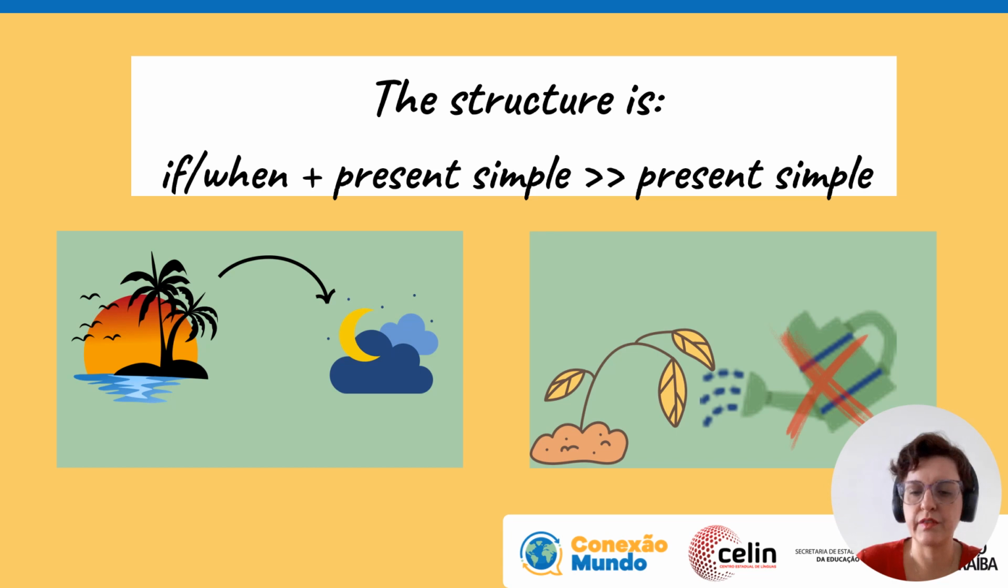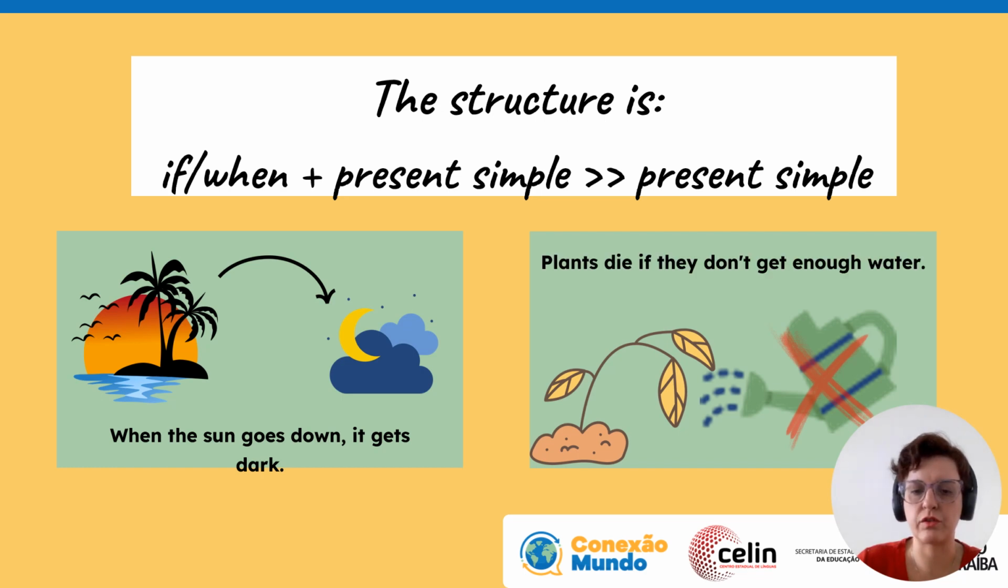Look at the pictures. Can you guess the sentences there in the zero conditional? Take a look. When the sun goes down, it gets dark. This is a fact, okay? I can also replace when with if. That is not a problem, okay? You can say if the sun goes down, it gets dark. It means the same. Look at the second picture. Plants die if they don't get enough water. If they don't get enough water, plants die. You see? Simple present in the if or when part. And in the result, we also have the simple present, the present simple.